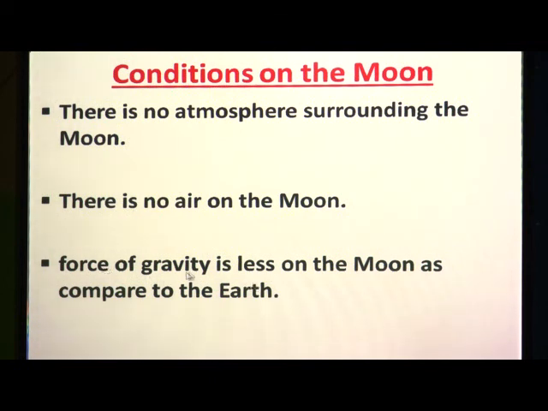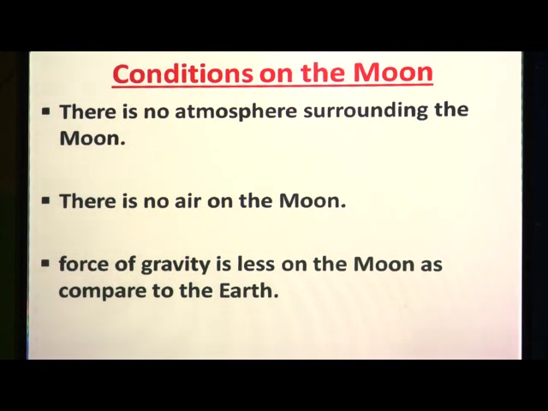Then, the force of gravity is less on the moon as compared to the earth. As we know, there is a gravitational force on the earth. In our previous lesson we studied that gravitational force, and due to it we are able to stay stable on the earth. On the moon there is less force of gravity, while gravitational force is more on the earth, and due to that the earth pulls everything down.